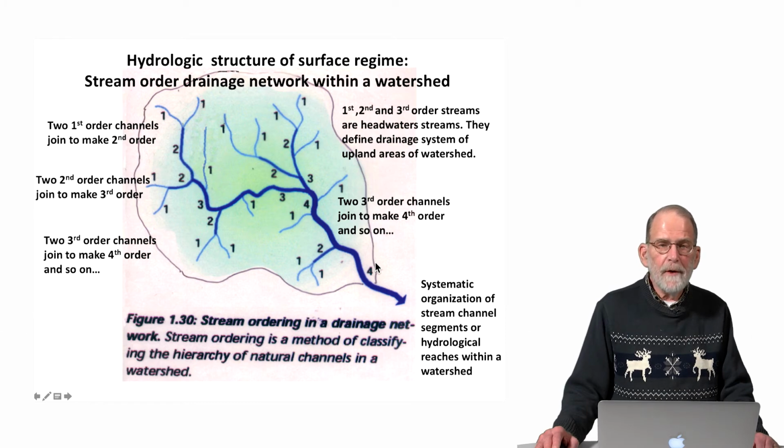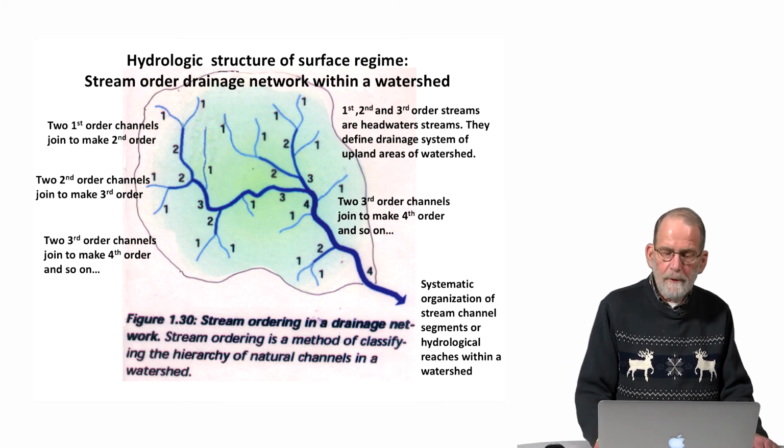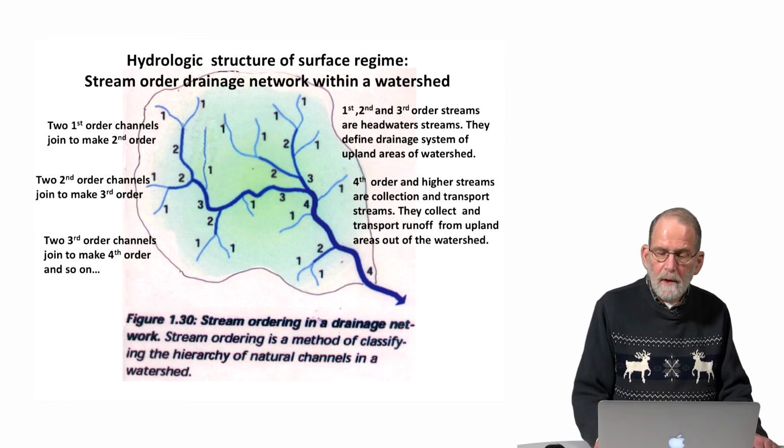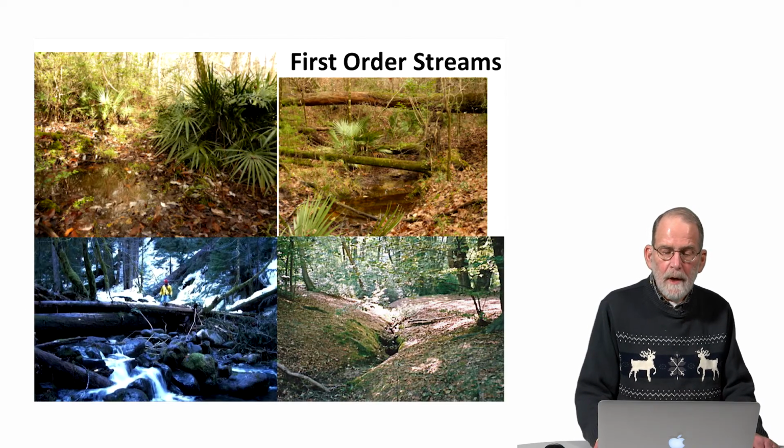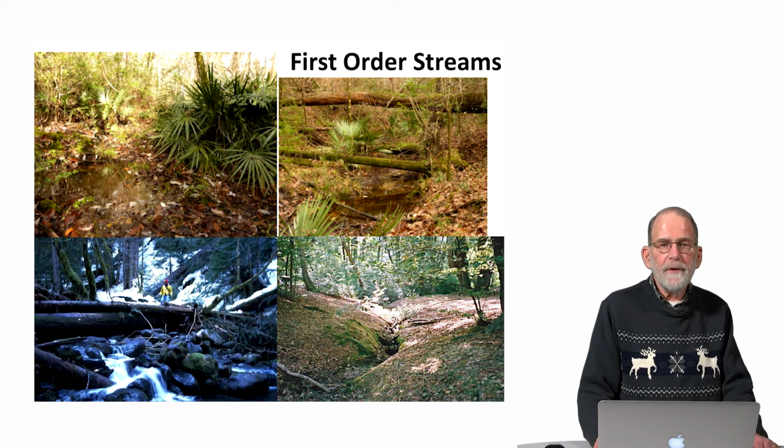So we do have a very systematic way of thinking about stream channel segments and hydrologic reaches within the watershed that allows us to understand the relative amount of water that's flowing in different hydrologic segments within a watershed. Fourth order and higher streams are collection and transport streams. They collect and transport runoff from upland areas out of the watershed. These pictures give you a sense of what these different stream orders look like.